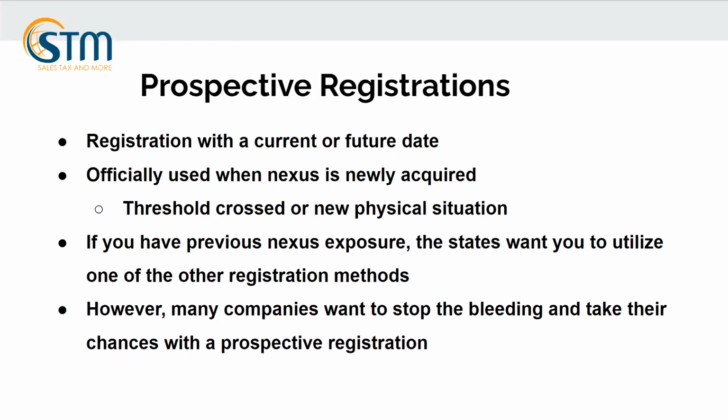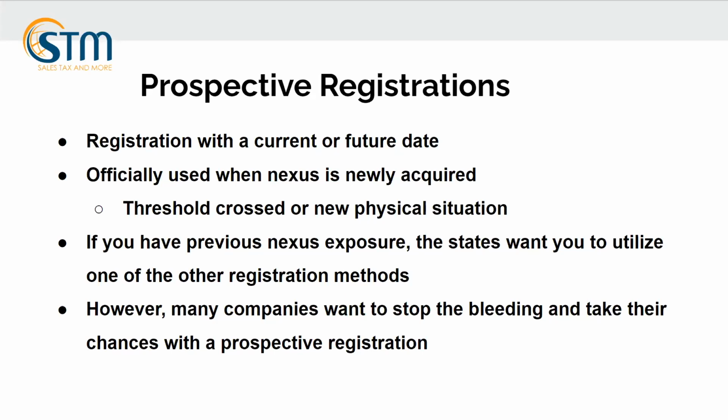Now, many companies just want to stop the bleeding, okay? Because once you get registered, the penalty and interest clock stops ticking on the period in which you're registered, not prior periods, just from the point you registered going forward. So many companies just want to stop the bleeding and take their chances with a prospective registration. They know that the state can come back and get them for those past periods, but at least they're not continuing to accrue any liability.